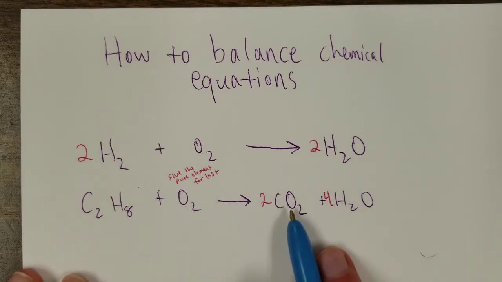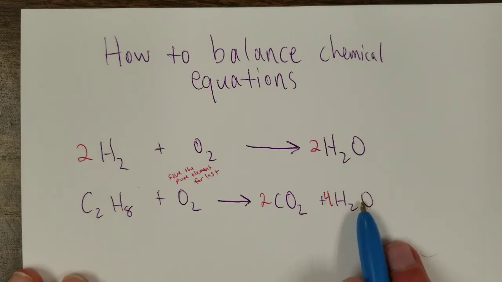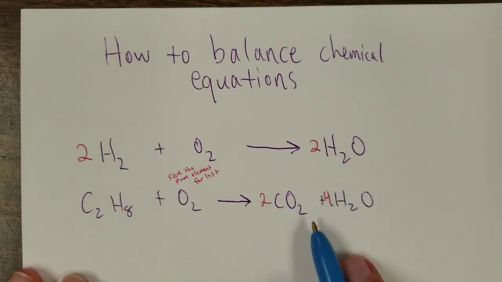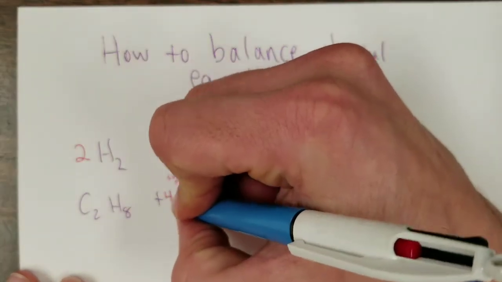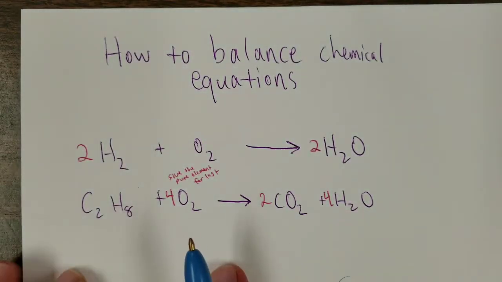Now what about the oxygen? Let's see, we have 4 oxygens here. 2 times 2 is 4. 4 times 1 is 4 more. So 4 plus 4 is 8 oxygens. So I'll put this 4 here. That way there's also 8 oxygens on this side. There we have a correctly balanced chemical equation.